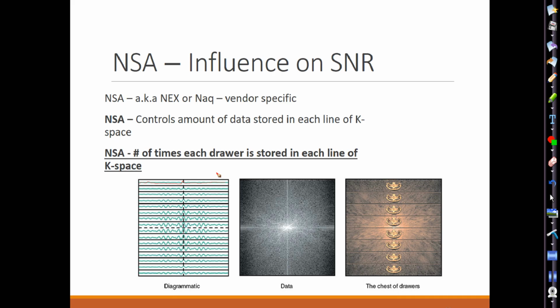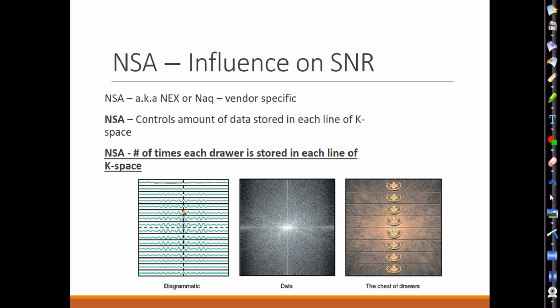But if we increase NEX too much, like if we put 5 NEX on there, our scan time is going to go way up. So it's not going to be that beneficial if they can't hold still for our 10-minute pulse sequence. So you have to find a nice balance. But if you just increase it to 2, your signal goes up and you might average out that motion artifact.